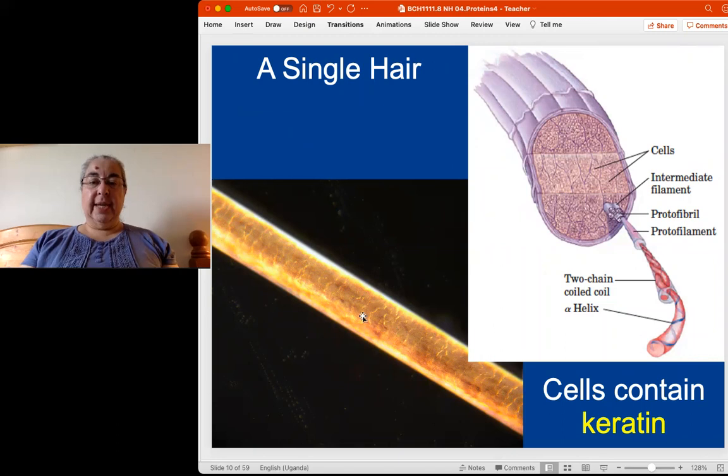Okay, so let's go back to thinking about a hair. Here is what a single hair looks like under a microscope. And this is a diagram of a cross-section of a hair. So inside the hair, there are cells, and inside those cells is a lot of keratin. Okay, and this diagram just shows the keratin sort of pulled out, so we can see what it looks like from inside the cell, sort of magnified and pulled out as it comes towards us here.